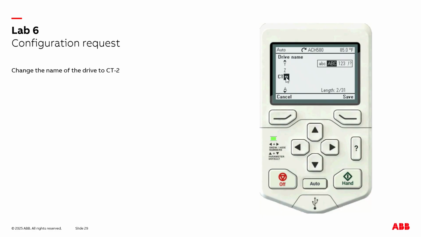And here you've got to go over these arrows again to select the symbols. Now this is easier if you were to hook up the drive to Drive Composer, for example. You just use your computer keyboard, and you could do this much faster than this method here on the keypad with just up-down arrow keys. So put a dash in, and then we need number 2. So there you go. So then you just hit save. And now you can see on the top of the screen, it says Cooling Tower or CT-2. So this completes Lab 6.